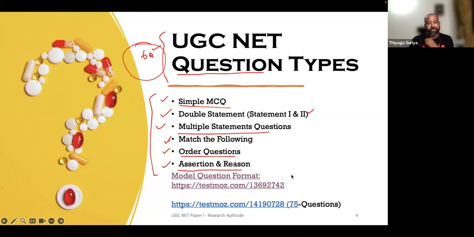If you don't have doubts, you can type no in the chat box. If you have any specific doubts related to this portion, please kindly ask me now. Do we have any doubts about the different sets of question types? The UGC NET examination questions may come like a simple MCQ, double statement questions, multiple statement and match the following order questions. I already shared this link.